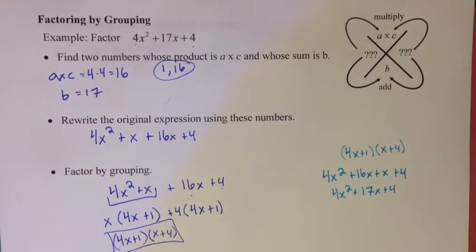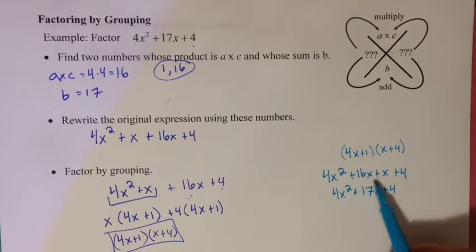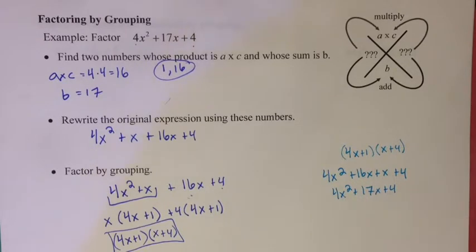Probably the most tricky part of this process to convince yourself of is why we need to find numbers that multiply together to be a times c, but add together to be b. So let's look a little closer at that. We need those two numbers, whatever they are, to add together to be b, our middle term, so that when we're combining like terms over here, we get two things that add together to be the original middle term.